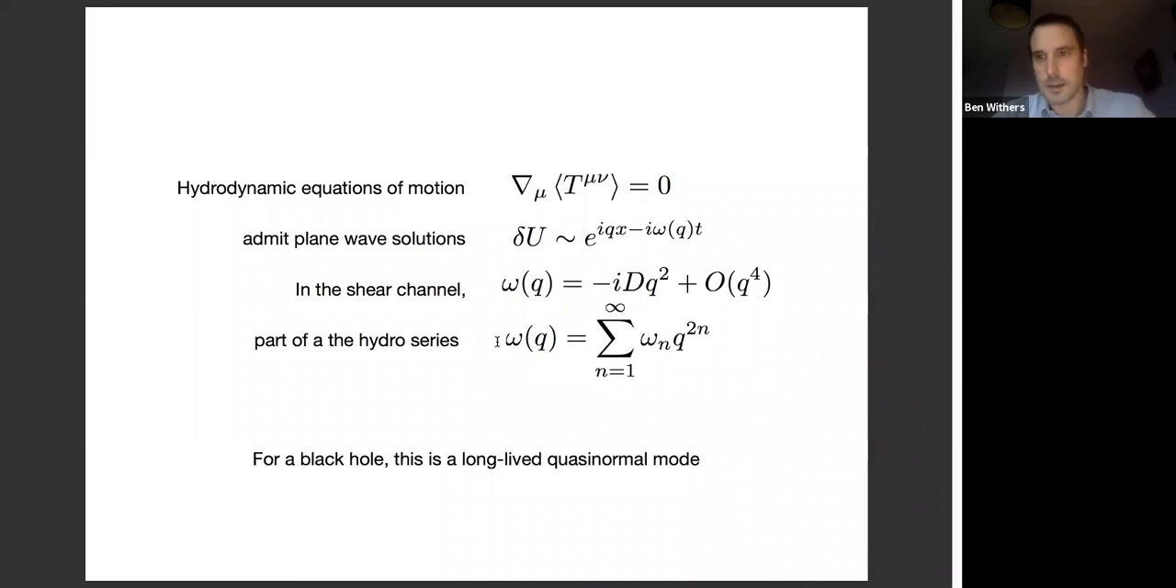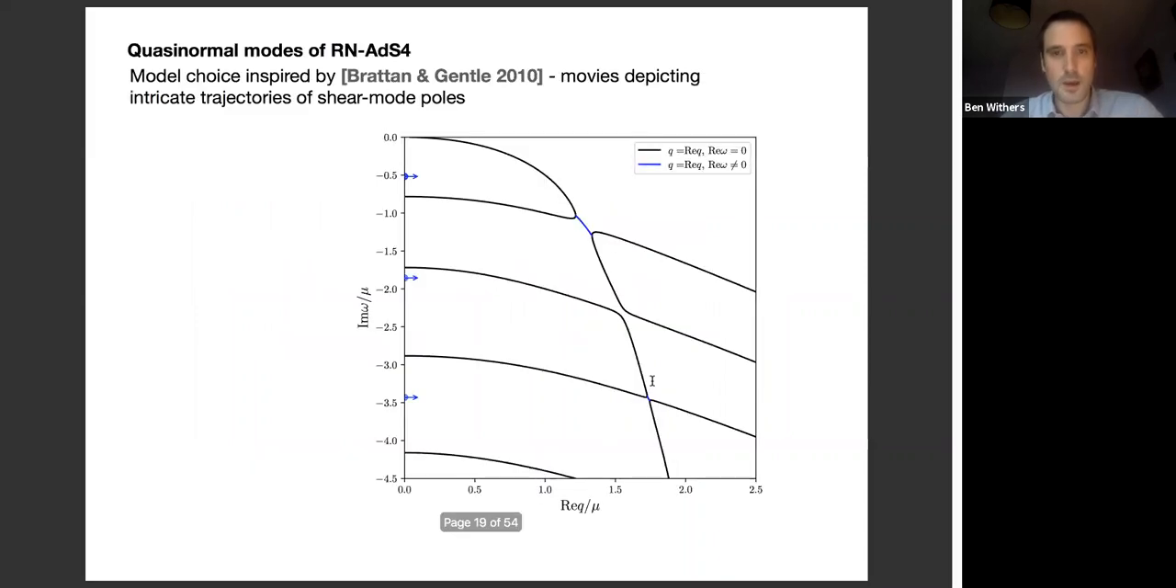So in the last part, we were interested in the energy density at late times. Now we're interested in the frequency as a series in spatial momentum. It's a different observable. So in the case of a black hole, this is obviously one of the long-lived quasi-normal modes of the black hole. So yeah, let's ask about this series.